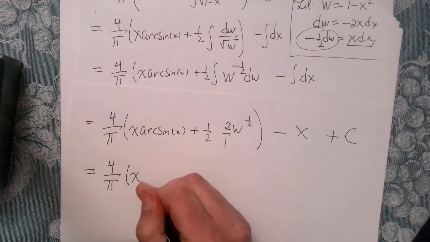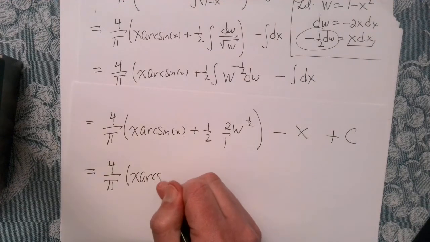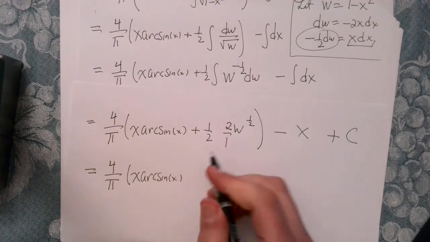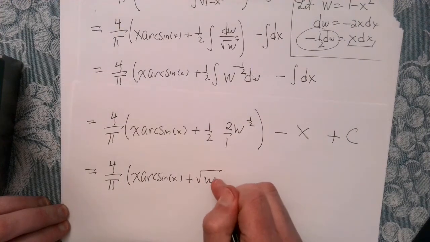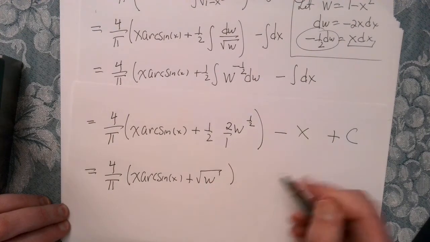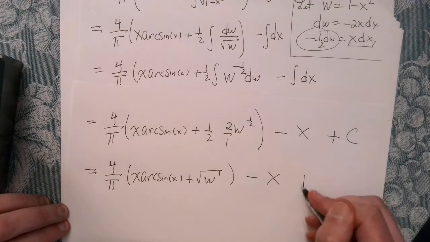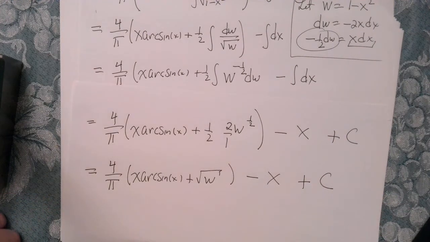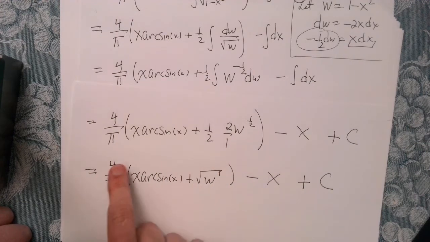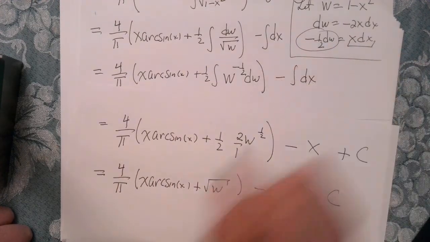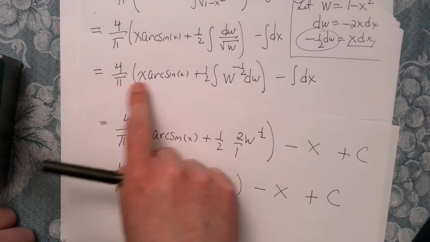So we got 4 over pi, we've got x arcsine of x. It looks like the 2's here are going to cancel. So that's going to give me the square root of w minus x plus c from before. And again, don't forget this, I almost forgot. This is affecting both terms here.